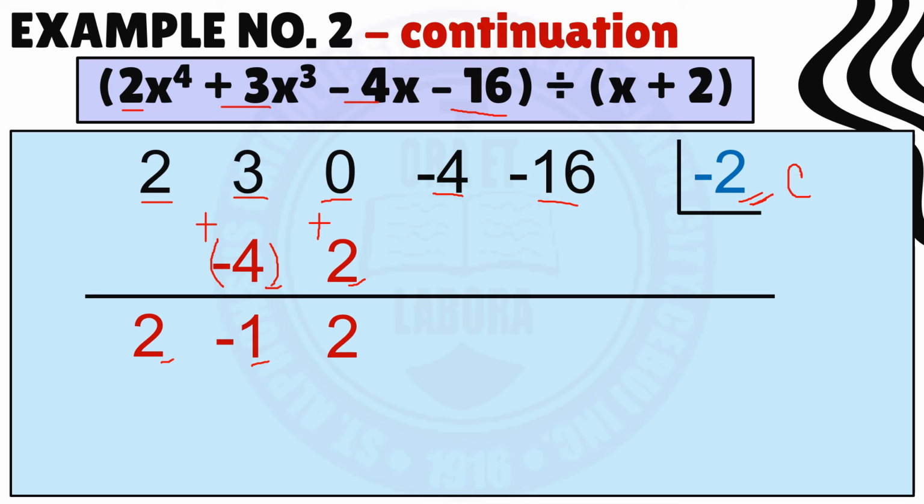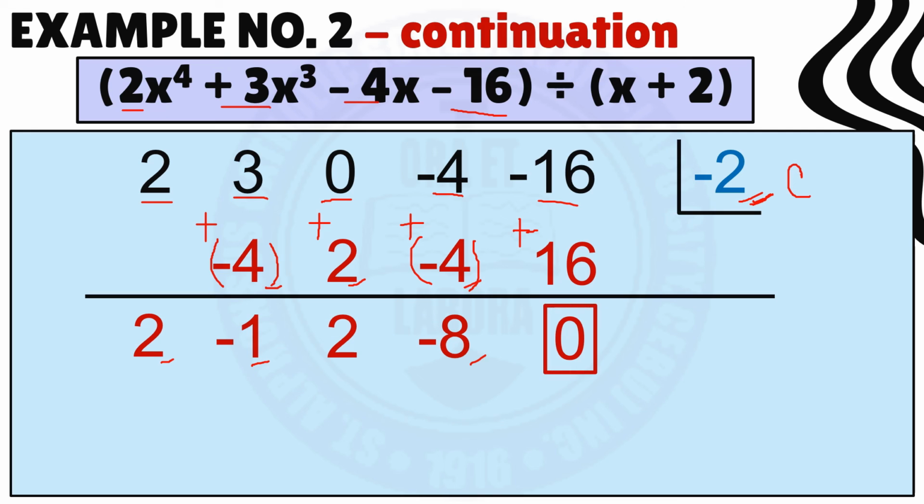Multiply again with negative 2. So it becomes negative 4. 4 plus negative 4, that gives you negative 8. Negative 8 times negative 2, it gives you positive 16. So negative 16 plus 16 is equal to 0. 0 here is our remainder.